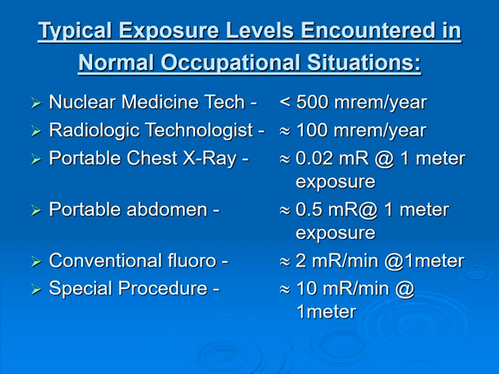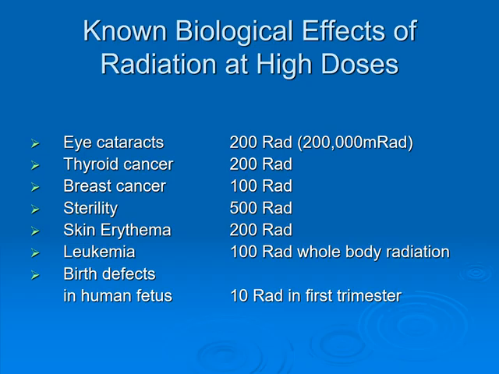Some typical exposure levels encountered in normal occupational situations are as follows. Nuclear medicine techs should expect to receive 500 mrem per year. A radiology tech, 100 mrem per year. Portable chest x-ray puts out approximately 0.02 milliroentgen at 1 meter. A portable abdomen would expect to see 0.5 milliroentgen at 1 meter. Conventional fluoro procedure, around 2 milliroentgen per minute at 1 meter, and special procedures, approximately 10 milliroentgen per minute at 1 meter.